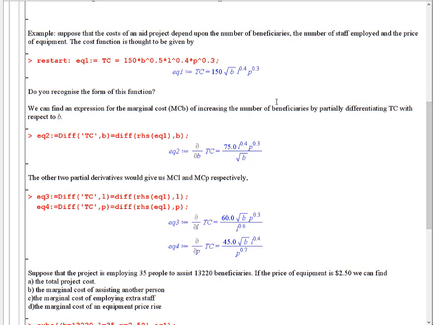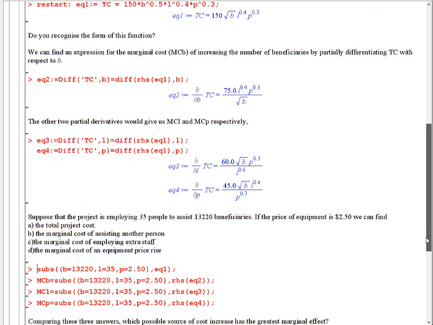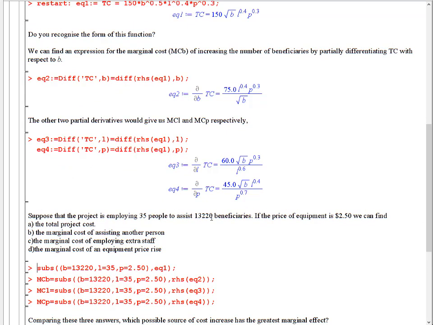Once you've got all these equations, the total cost and then the partial derivatives, the marginal costs, you can answer things like this. Suppose you've got a project and you're assisting 13,220 beneficiaries. Price of equipment is $2.50. Oh, and you're employing 35 people. Then you can find: what's the total project cost? What's the marginal cost of employing one more person? Marginal cost of employing an extra staff member, marginal cost of assisting another person, of employing an extra staff member and an equipment price rise.